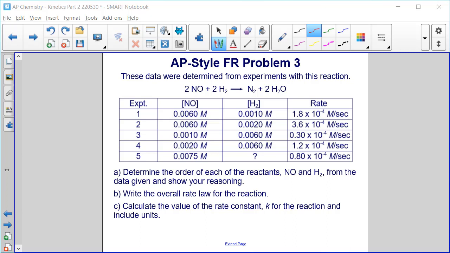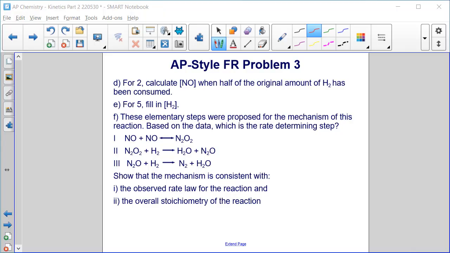A, determine the order of each of the reactants, NO and H2, from the data given and show your reasoning. B, write the overall rate law for the reaction. And C, calculate the value of the rate constant K for the reaction and include units. D, for experiment 2, calculate the concentration of NO when half of the original amount of H2 has been consumed. For experiment 5, fill in the concentration of H2.